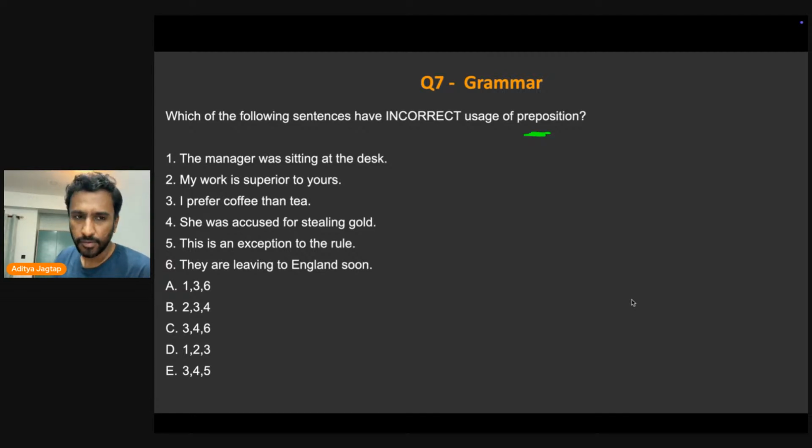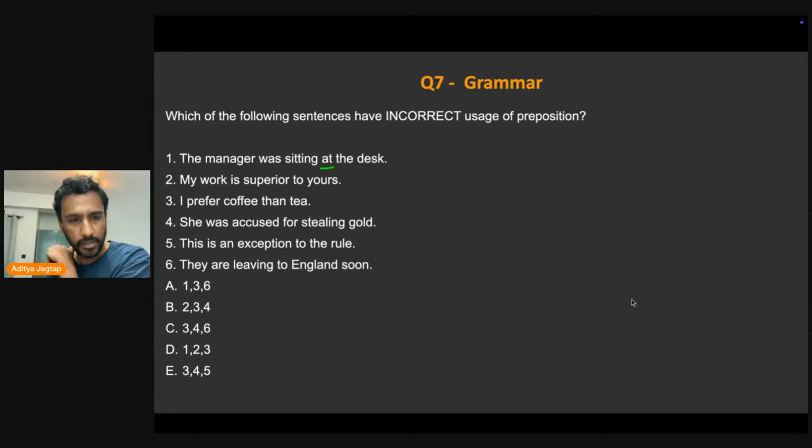Prepositions are words that tell us the relationship between two objects, right? Such as the manager was sitting at the desk. This is valid. If you said on the desk, it would be incorrect, right? Someone sits at their desk. So this is valid. It's correct.